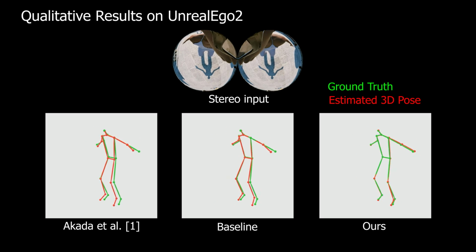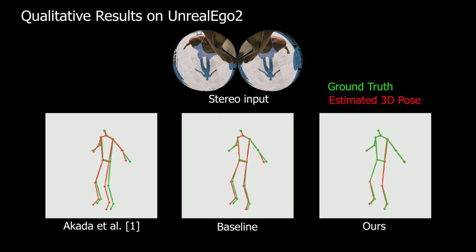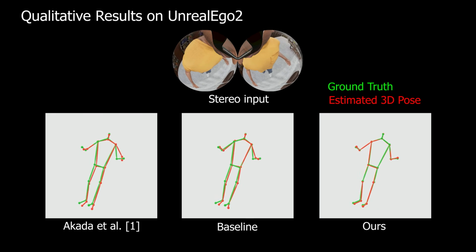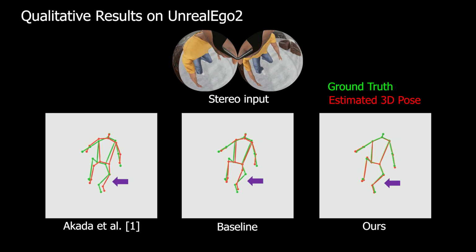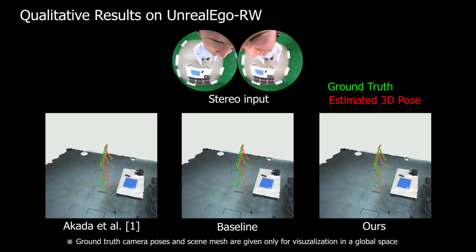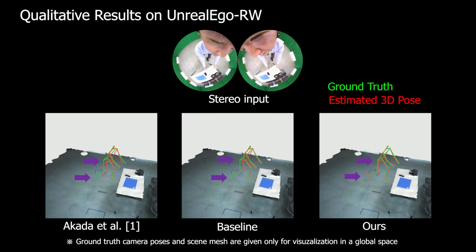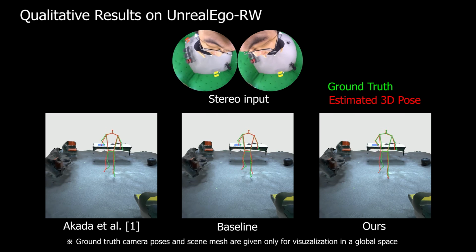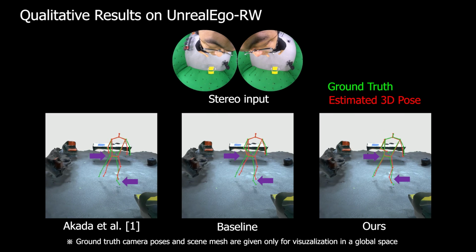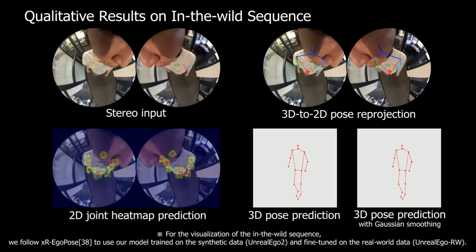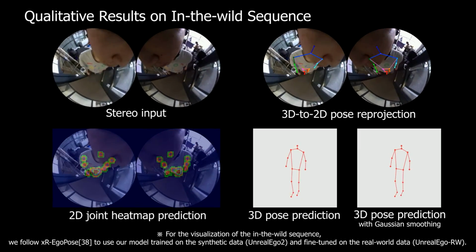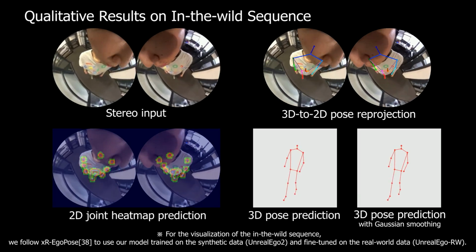We next visualize qualitative results. Compared to the existing methods, our approach handles fast motions more accurately on UnrealEgo2, even for challenging motions such as crouching. On UnrealEgo-RW, our approach likewise yields better 3D reconstructions than the previous methods. Our method can also be applied to stereo videos recorded in the wild. It robustly and steadily estimates accurate 3D poses.